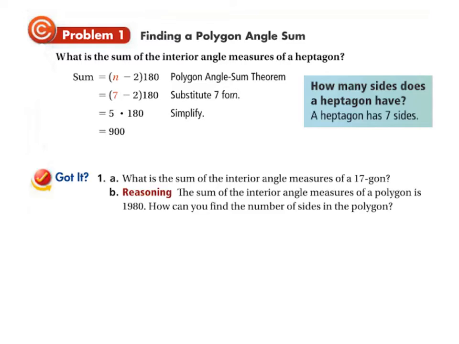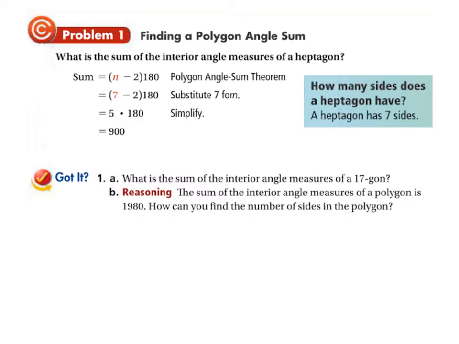And here they tell you, what is the sum of the interior angle measures of a 17-gon? You'll see it written like this, where there's no name particularly for a polygon with 17 sides, so they just do that. It's 17-gon. So you're going to put 17 there, you'll solve it out like that, okay? And the sum of the interior angle measures of a polygon is 1,980.